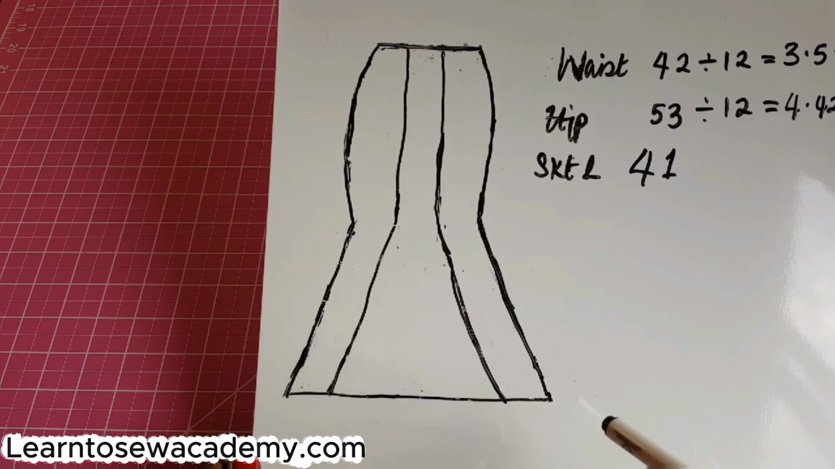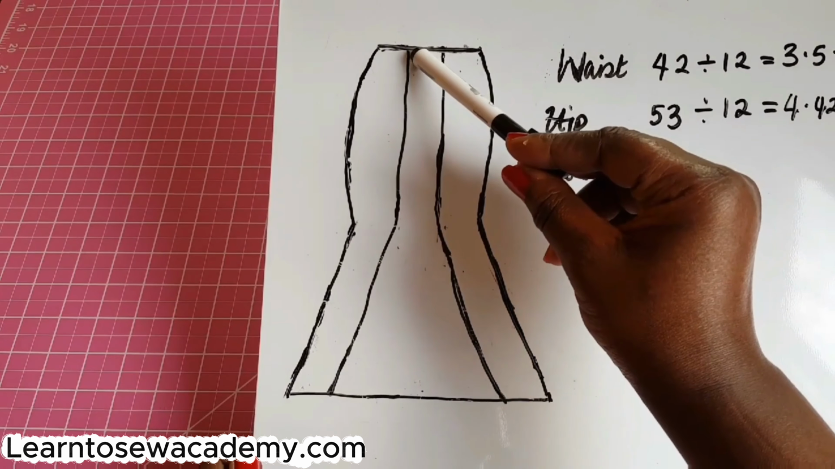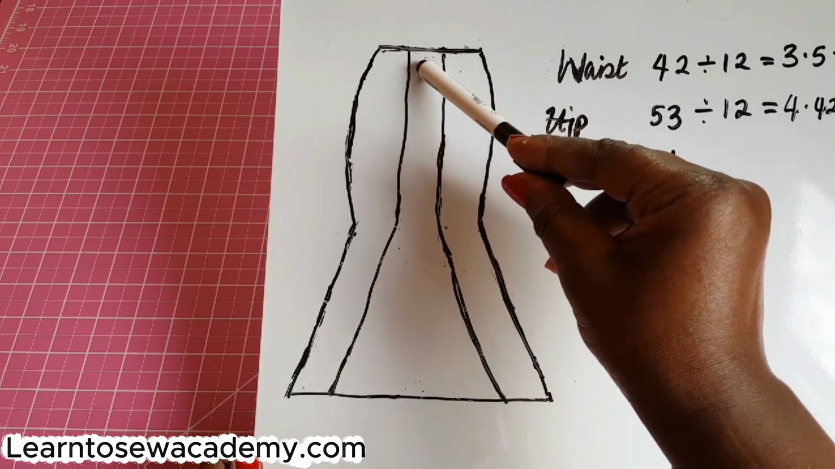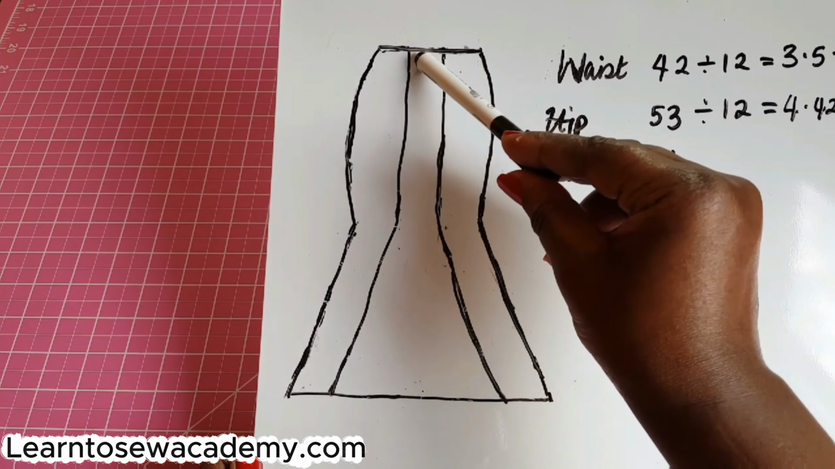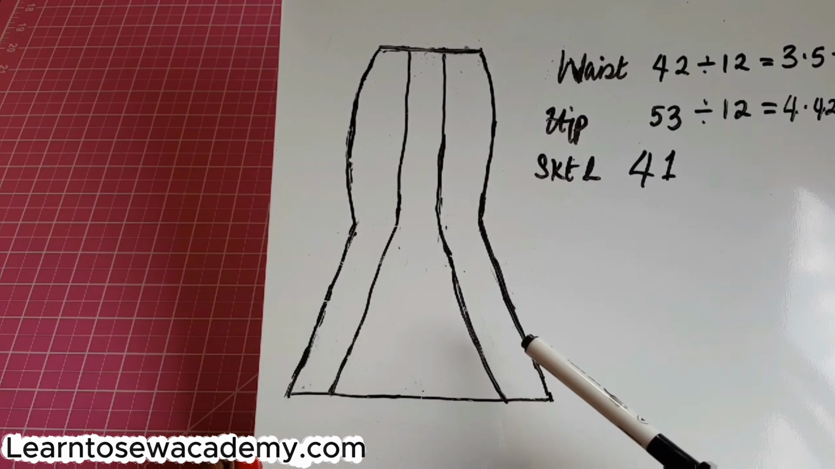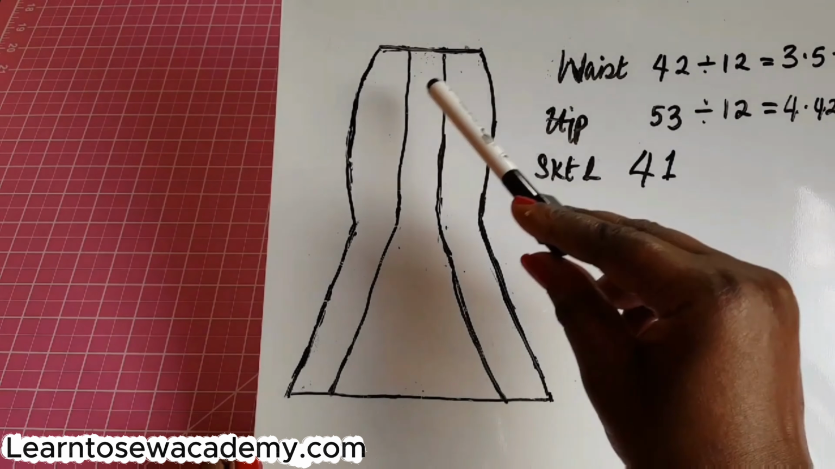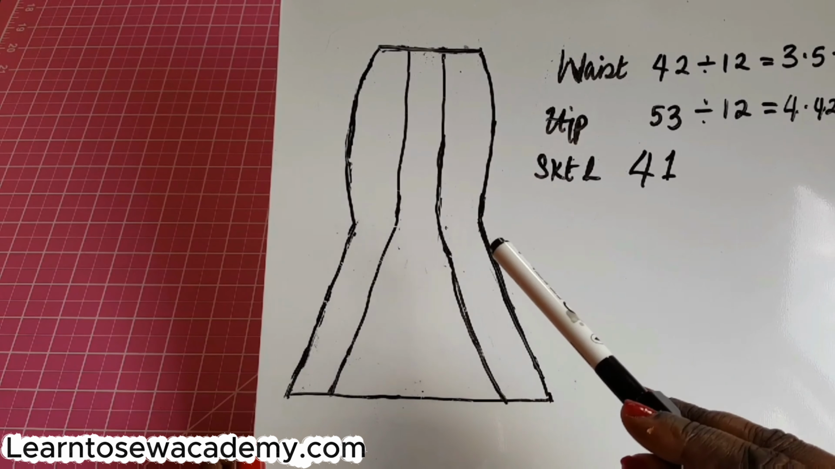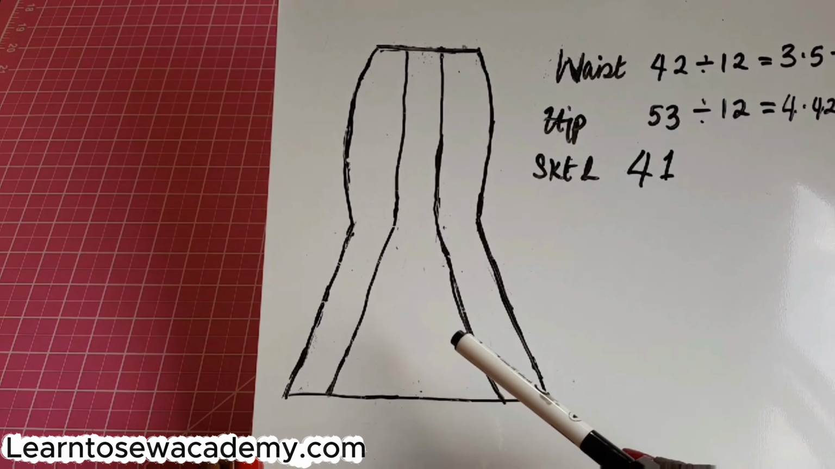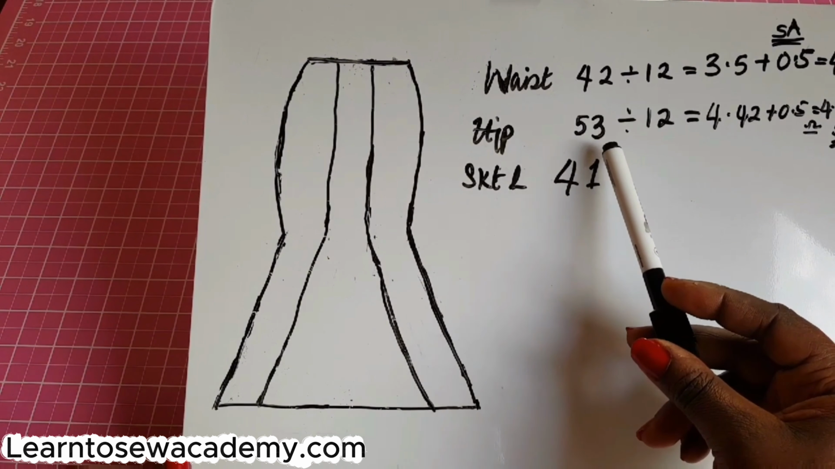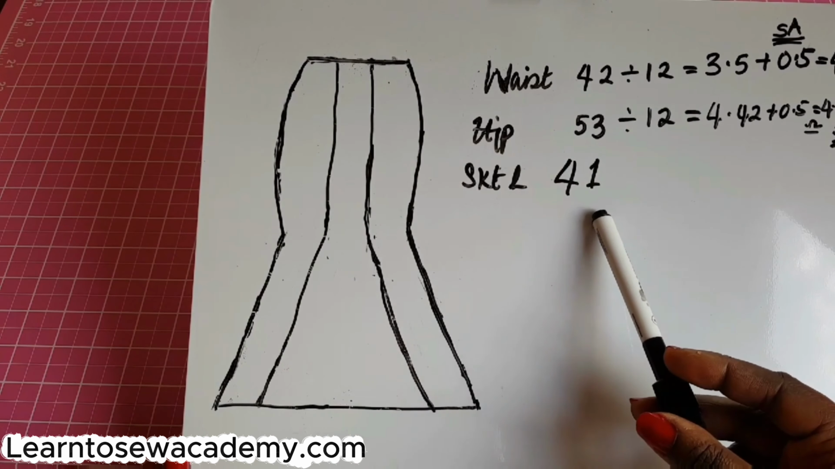If we were going to have a zipper at the back of our skirt, then we'll have to cut the center panel at the back into 2, so we can have our zip allowance and add our zip at the center. But in this tutorial, we're going to be doing a skirt with an elastic waistband. So we're going to make an elastic waistband for this 6-piece skirt sample we're going to be working on. And we'll be using a waist of 42, hip of 53, and a skirt length of 41.